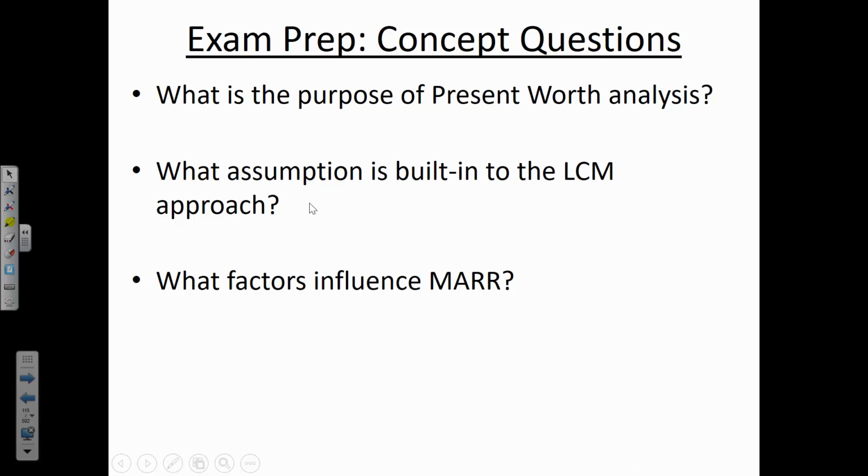Can you think of another factor that influences the MARR? Risk associated with the projects that they would undertake. Very good. Yeah, risk. Excellent. Any other thoughts before we move on?